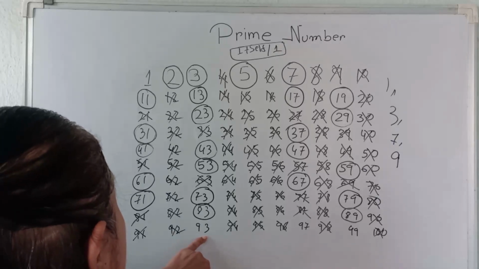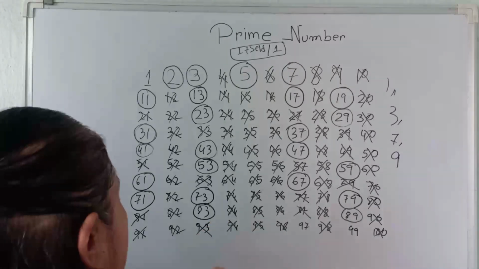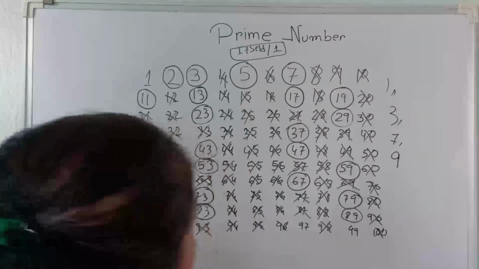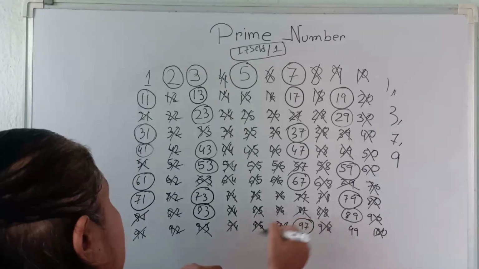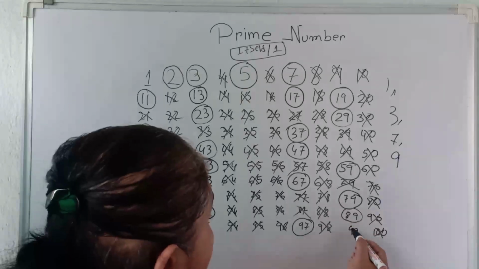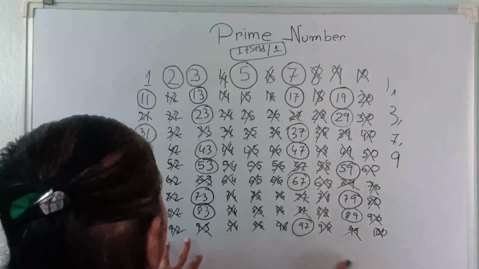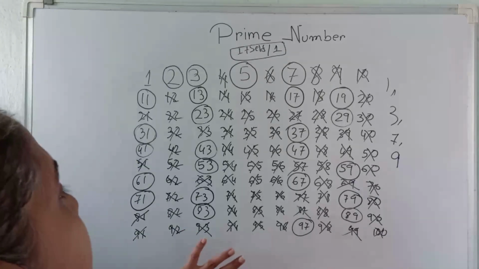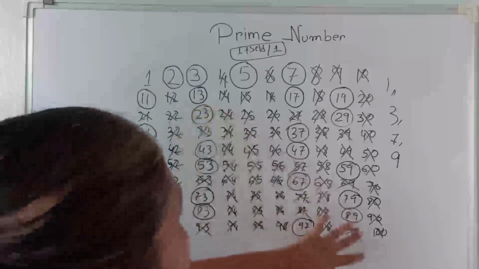Now let's check 93. This is completely divisible by 3, so just cross it. Next 97. We cannot divide 97 by any other number, so 97 is a prime number. And 99 is completely divisible by 9, so just cross it. So 97 is the only prime number between 91 to 100. So these are the prime numbers between 1 to 100.